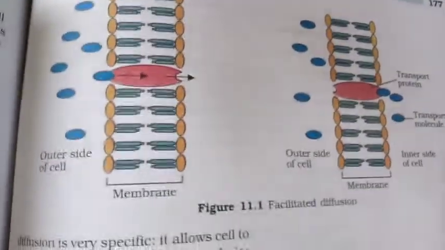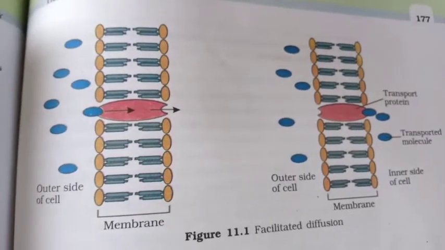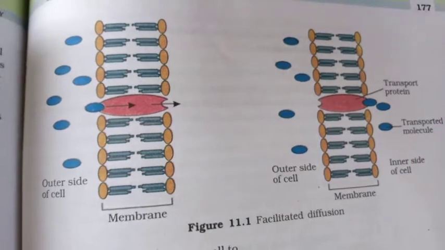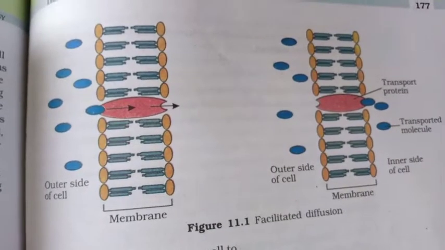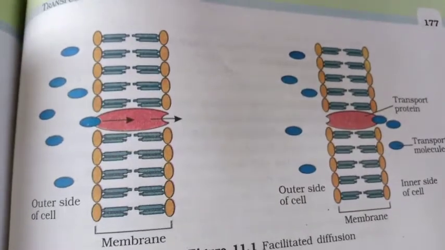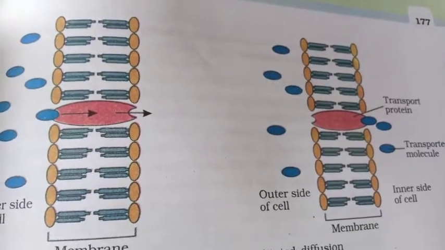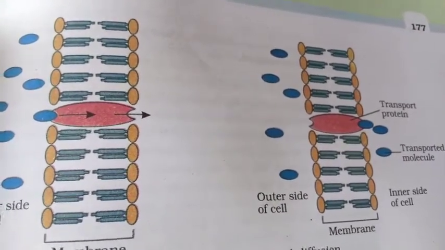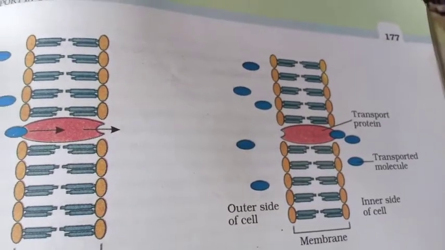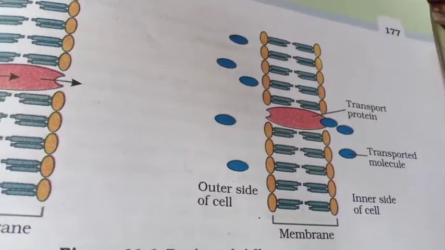And this is the facilitated diffusion. This is the outer side of the cell on the left hand side of your screen. These are the molecules which are to be carried inside the cell, and this is the channel in red which allows these molecules to pass through. These are called the transport proteins, and the molecules are called the transported molecules.